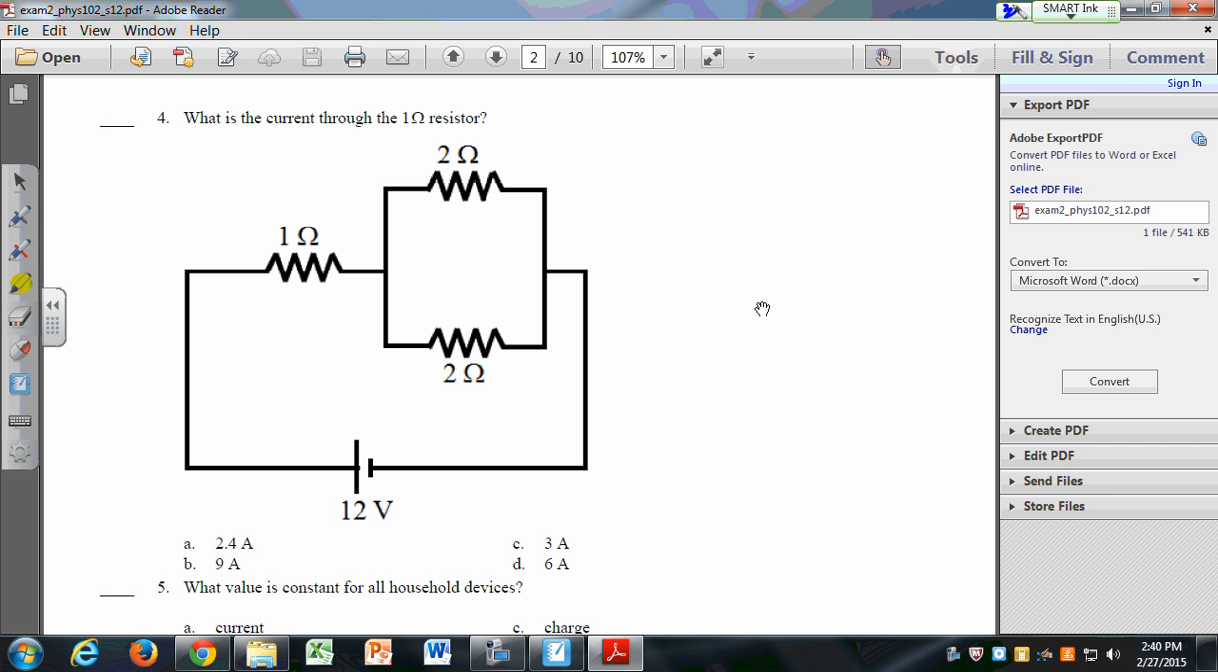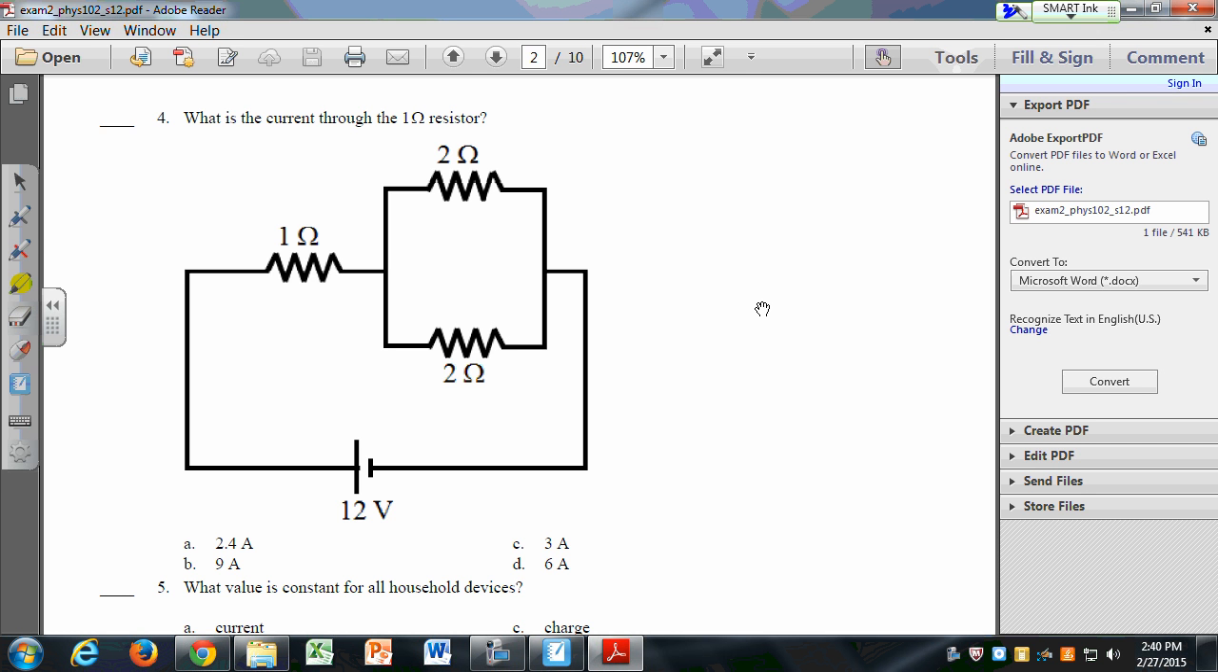Alright, let's think about this one. What's the current through this 1 ohm resistor? So that would be 12 amps, if I'm right. No, that's not right. Oh, it's not even a good choice.